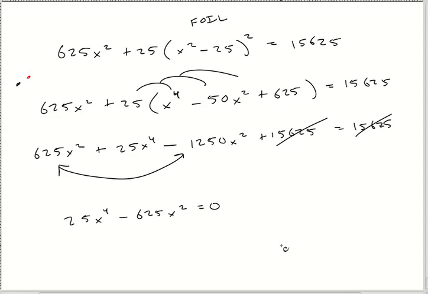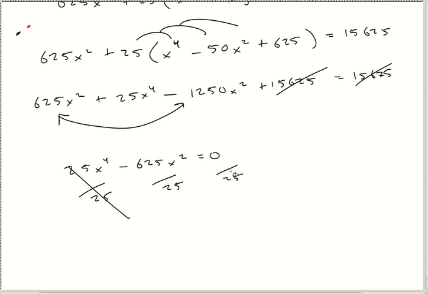Yeah. I did it a little differently on my paper here, but let me just keep going. I'm going to divide everything by 25. Let's just see what happens. That cancels. That's still a 0. So I got x to the fourth minus, and 625 divided by 25 is, yep, it's a 25. So we are back on track. That's what I have in my notes.